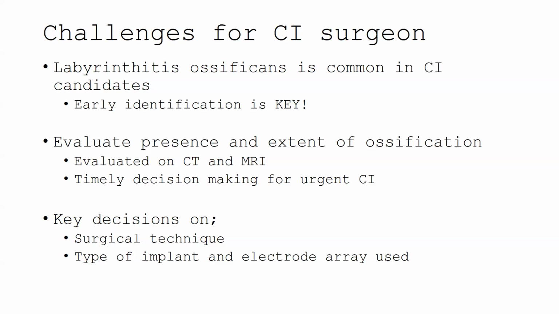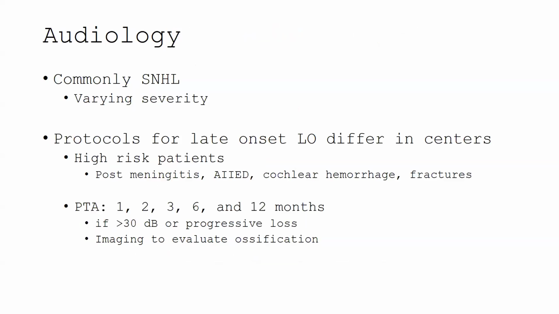As surgeons, we need to evaluate the presence of labyrinthitis ossificans, but also assess the extent of ossification. This can be done with use of CT and MRI, and these help us to make timely decisions on when we can implant so that we don't miss the window. The more you wait, the harder and more complex the surgery becomes, and that's going to affect your decisions on the technique and the type of implant, as we shall see.